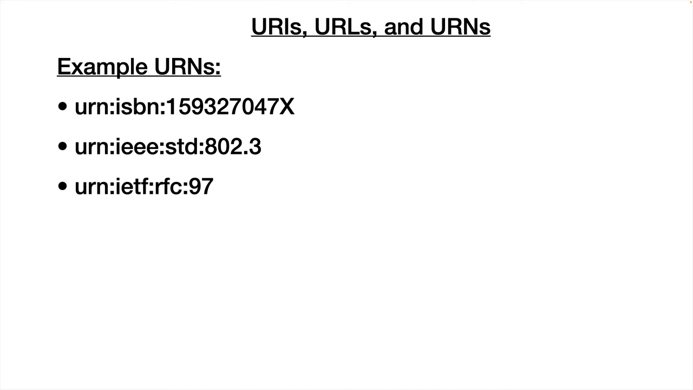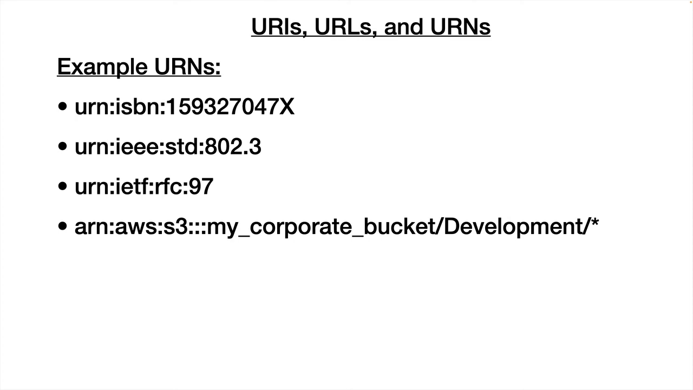Amazon Web Services, Amazon's cloud offering, uses URNs. They actually have ARN, which is an Amazon Resource Name. So basically this is saying we're on AWS. I want to look at S3, which is bucket storage. And then I might have my corporate bucket / a development subfolder, and I'm referring to star, which is the wildcard for everything. So everything in the development bucket.